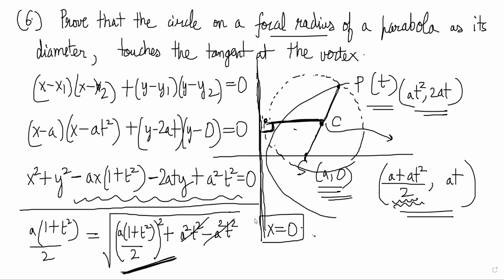So remember this property that if you have a focal radius of a parabola, and if you draw a circle with the focal radius as the diameter, that circle will touch the tangent at the vertex. That is an important result to know. Let's move on to the next question.